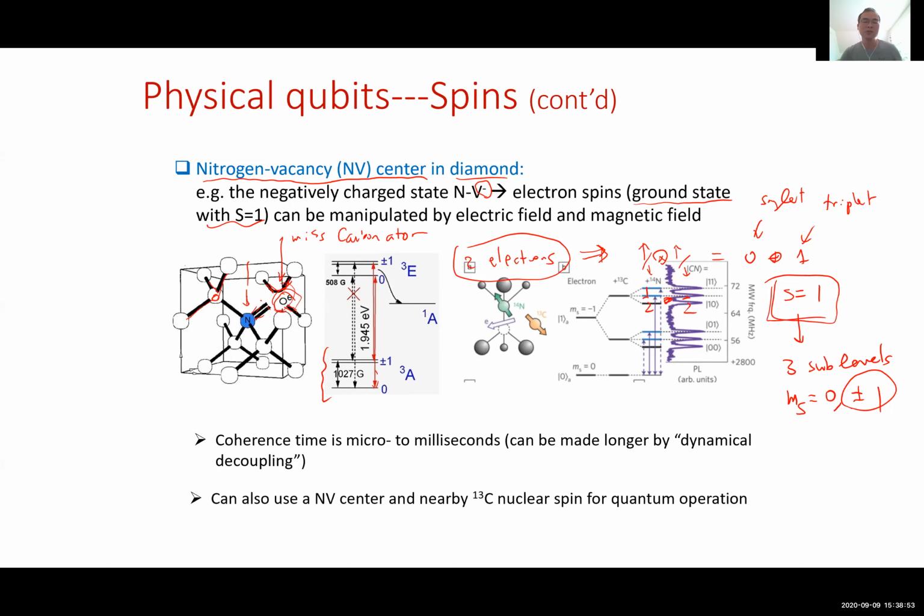And yeah, I show here you could also use, sometimes you would have a nearby carbon being an isotope, carbon-13, and that has a nuclear spin that you can use for quantum operation. And the combined energy levels is here, but I don't want to go into the detail. In a sense, carbon-13 has a nuclear spin, it would create further splitting, and that allows you to use the extra level to perform information processing. And this is an active research area.